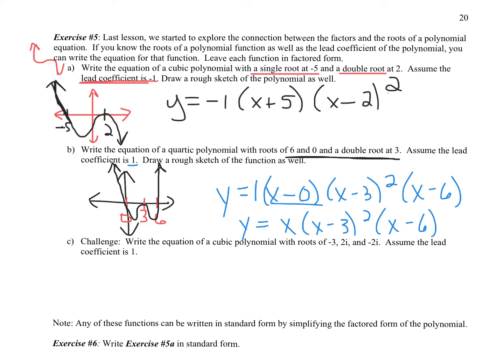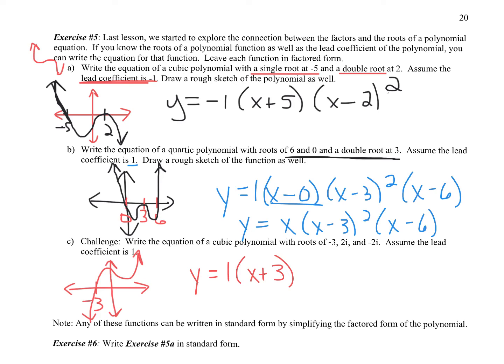Now the next one's a challenge problem. It says write an equation of a cubic polynomial with a root of -3 and 2i and -2i. For this one, we're not exactly sure what those imaginary roots look like, so I'm just going to draw a rough sketch. This one's going to be increasing, so maybe the graph would look kind of like that. So 2 imaginary roots, 1 real root. The easy part is just lead coefficient of 1, so this is going to be an x plus 3 for the root of -3.